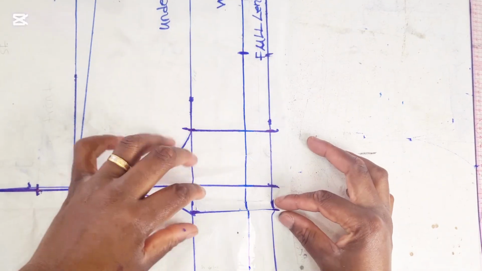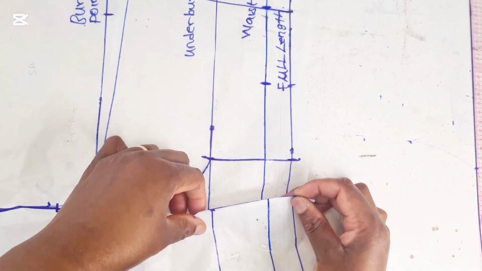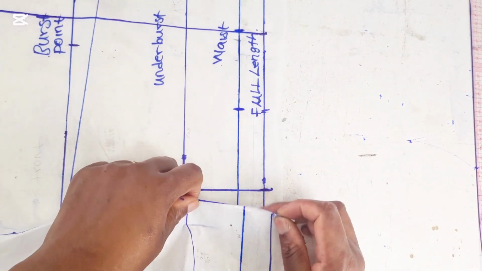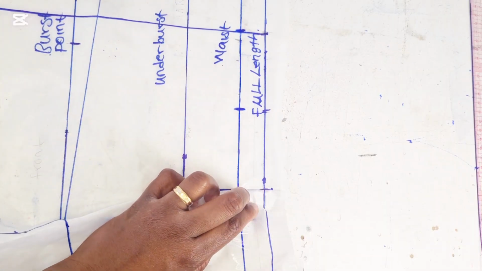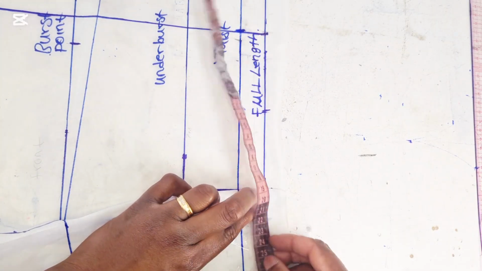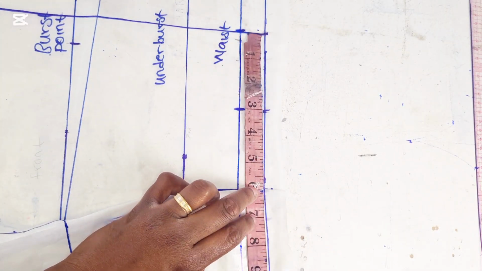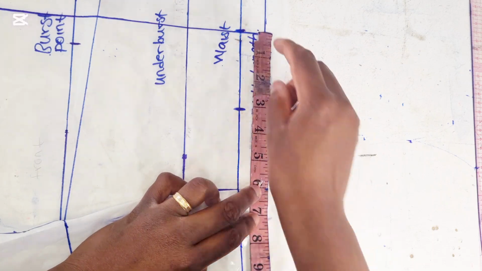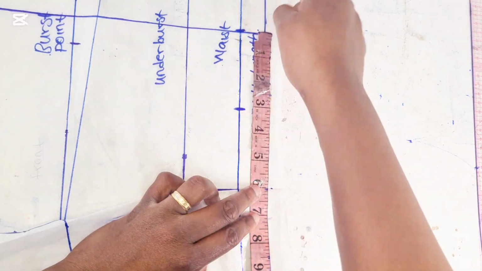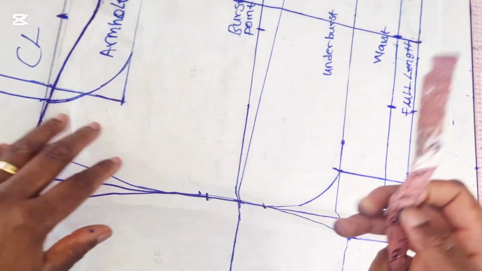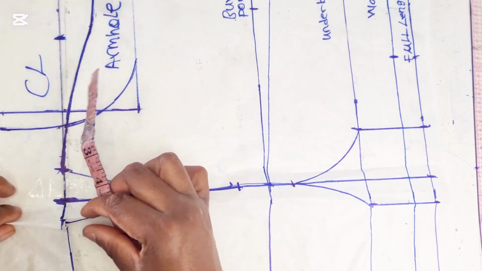So here I'm going to show you that when you close up this dart, you still get your exact waist measurement. If after closing this dart and you place your tape and you're not getting back your waist measurement, you know that there is a mistake. So after placing it, you see I'm getting my 9.5 inches, which is my waist measurement.